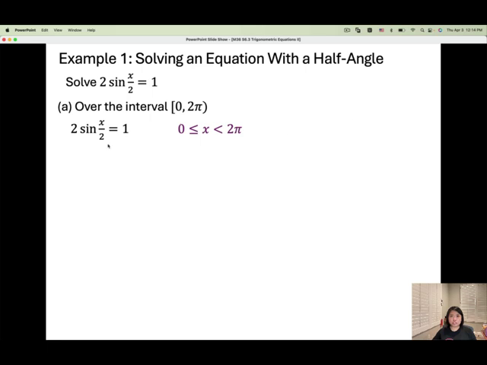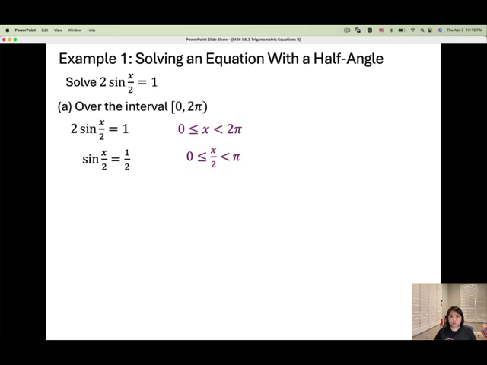Now we are calculating the half angle, so we need to calculate the interval. We're going to divide it by 2, so you get x over 2 is always between 0 and pi. Now we're going to isolate the sine of x over 2 here, so we want to divide both sides by 2.